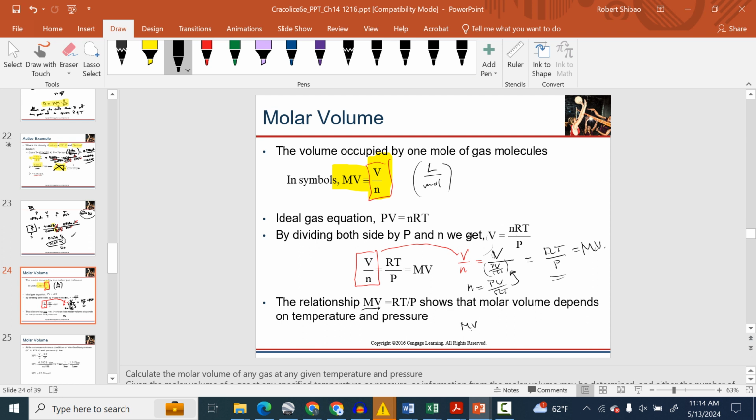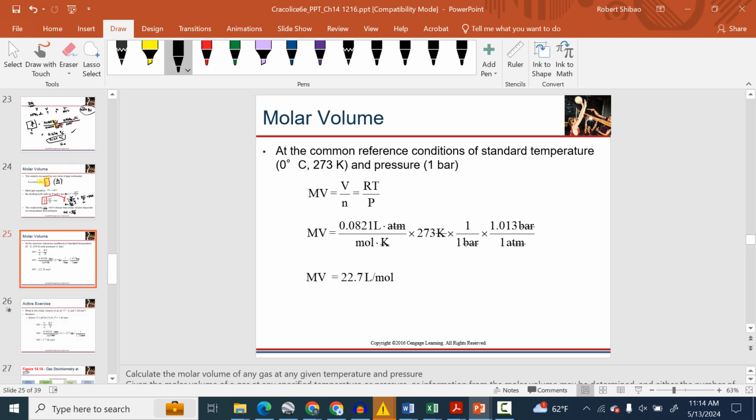Most people just memorize this equation because we have to calculate this quite frequently. The molar volume is just equal to RT over P. So we just need R, which we have memorized, T, and the pressure. So at a common reference, calculate the molar volume at a temperature of 0 degrees C.